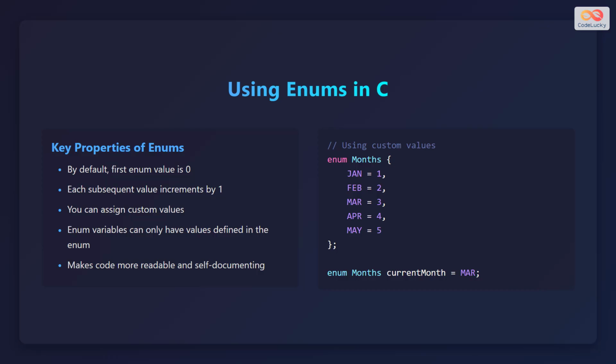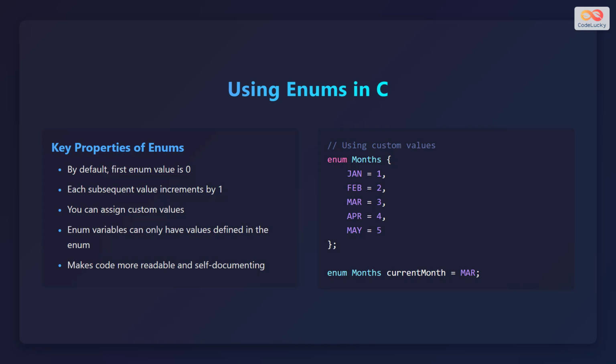Enums have some key properties. By default, the first enum value is 0. Each subsequent value increments by 1. You also have the flexibility to assign custom values to enum members. Enum variables can only have values that are defined within the enum. Enums enhance code readability and make it self-documenting.